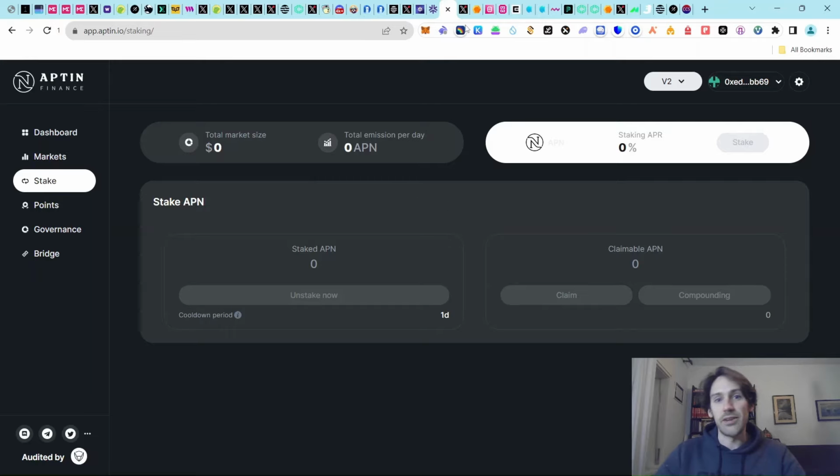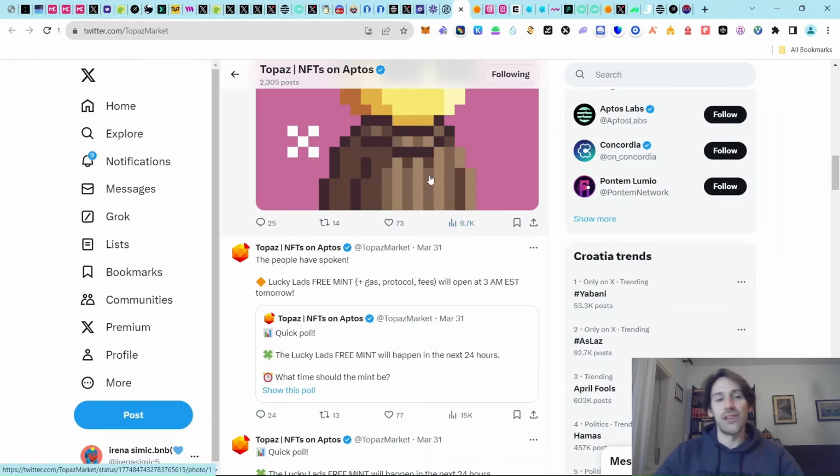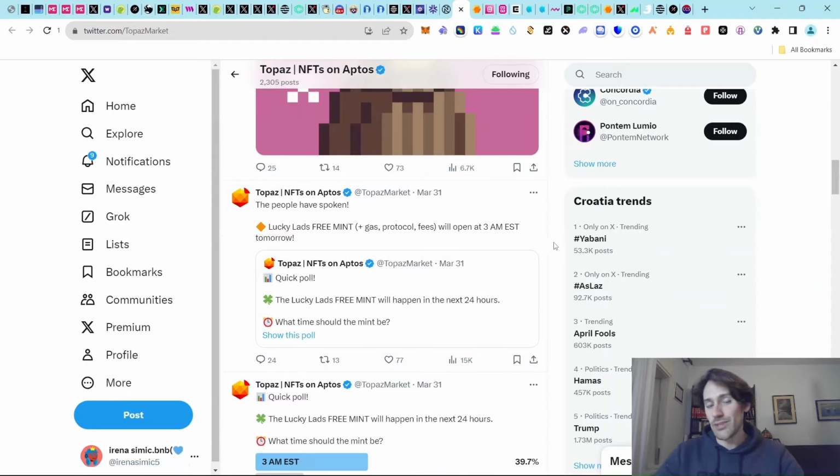actually goes live. Next up, we have the marketplace Topaz NFTs, and they're actually pretty nice. They're the biggest marketplace on Aptos, but they oftentimes have these free mints.